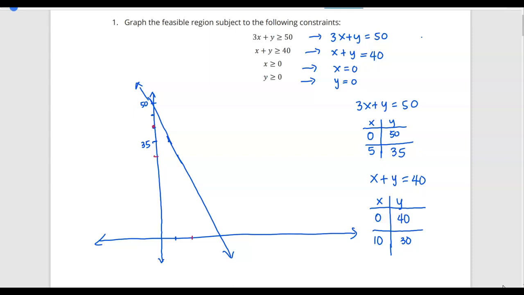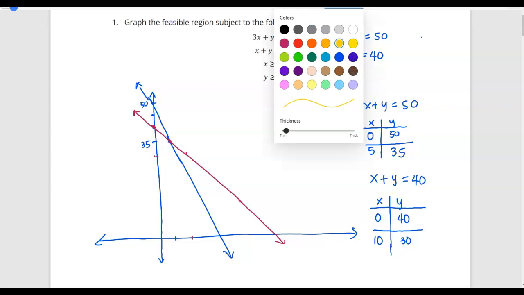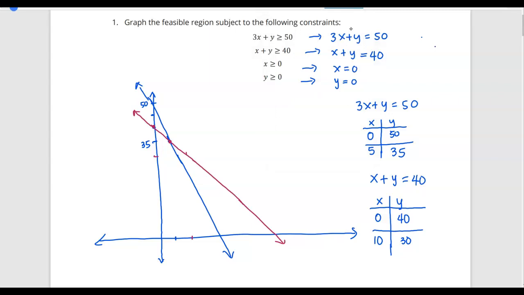This is 10, that one. Okay, so we will graph that line. So this is the line here. Now we want to see which of these is the feasible region. Now notice that this one looks like an intersection. You can verify to see which one is the intersection point of the given equations here.